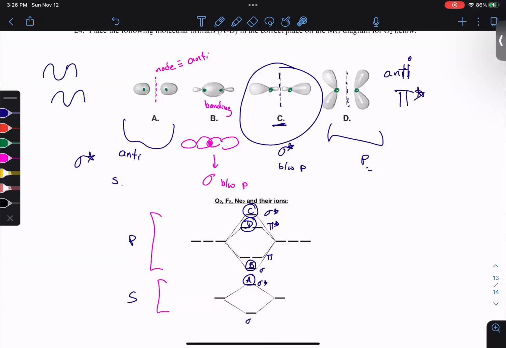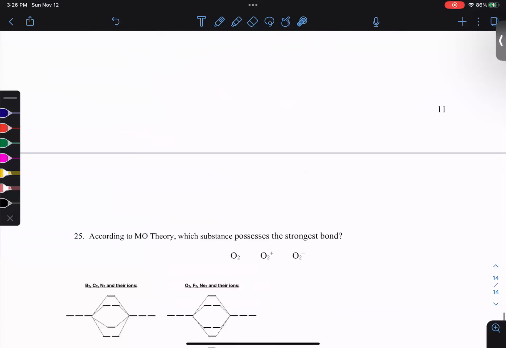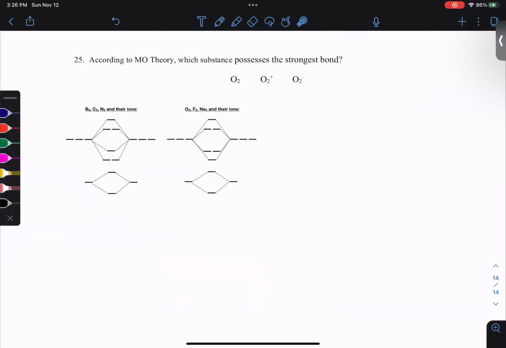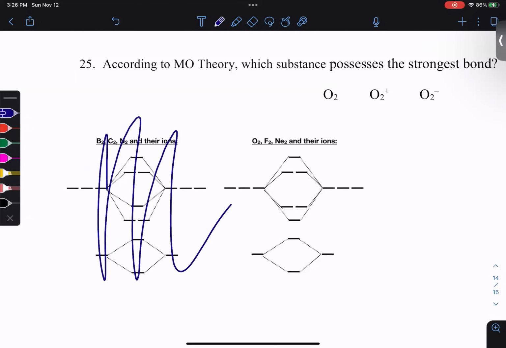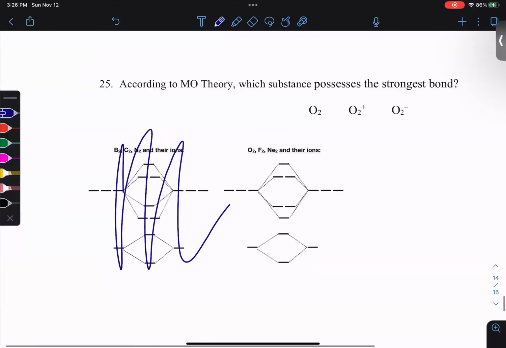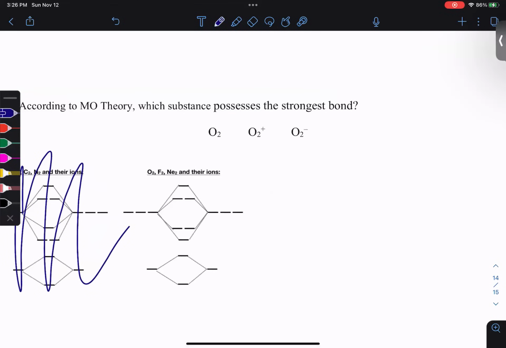Okay, finally, let's do number 25. Which one possesses the strongest bond? You're always given the MO diagrams, but it's up to us to place the electrons. Based upon the series we're working with, do we want to work with the first diagram or the second diagram? The second, so we can just ignore the first one. Just like when we made Lewis structures and counted valence electrons.